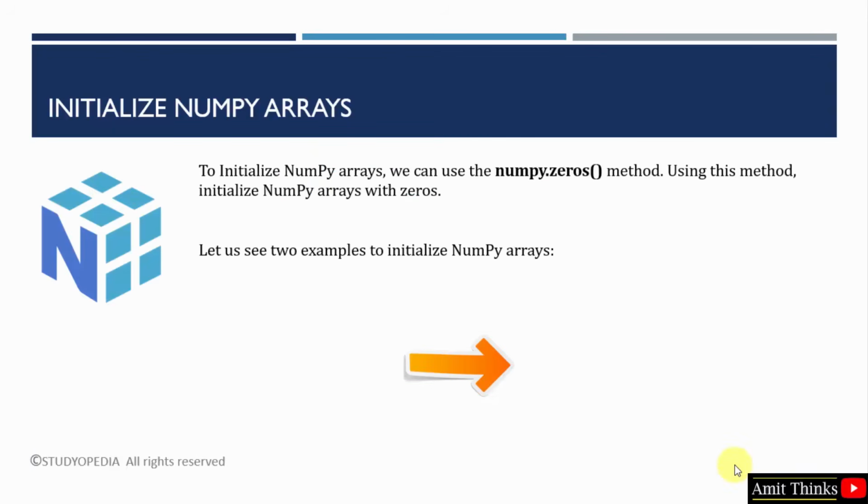Okay, so we will see two examples of initializing NumPy arrays. These two examples will have different dimensions and will get initialized by 0 using the NumPy.zeros method. So every element in the array will have the element 0. Let's see two examples.